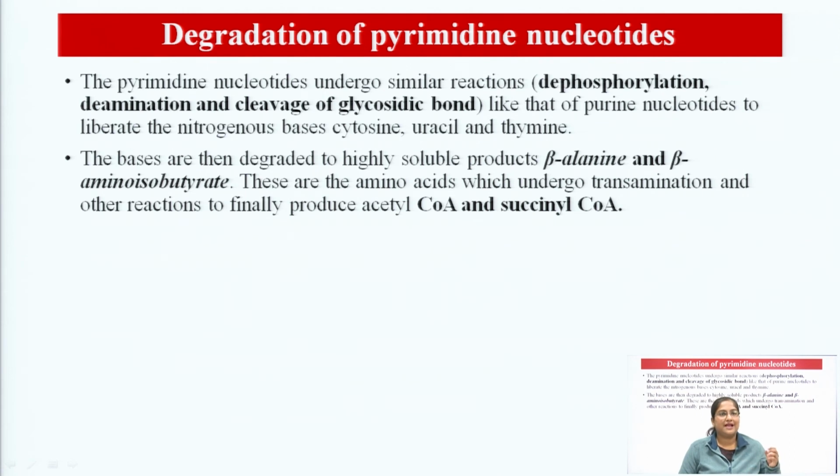This is the degradation. Pyrimidine nucleotides undergo similar reactions to your purine nucleotides. What reactions are here? Dephosphorylation, deamination and cleavage of the glycosidic bond. Once these reactions happen, there will be a degradation of your pyrimidine nucleotide. The final products which are produced are beta alanine and beta amino isobutyrate. These two are the degradation products of pyrimidines, which finally produce acetyl coenzyme A and succinyl coenzyme A.